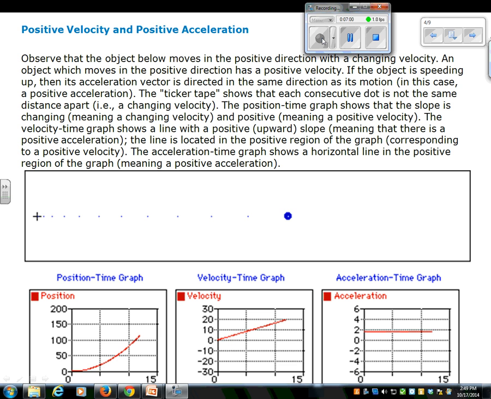Yeah, well, let me write that down. Right? See that? That's exactly right. Acceleration is the slope of the velocity. So the acceleration graph always stays. So that's positive velocity, positive acceleration.